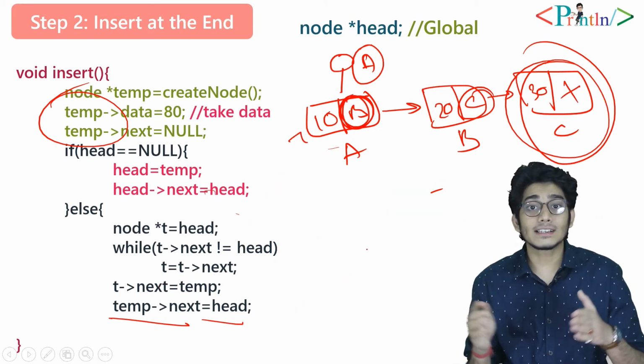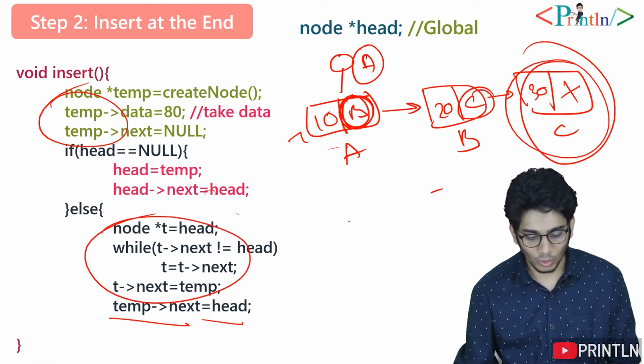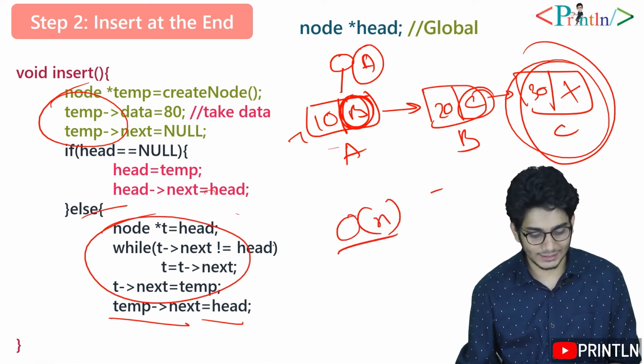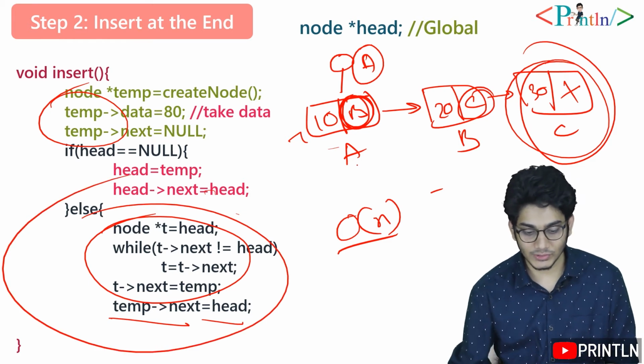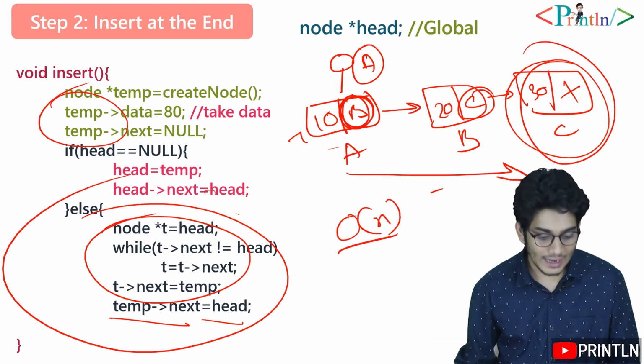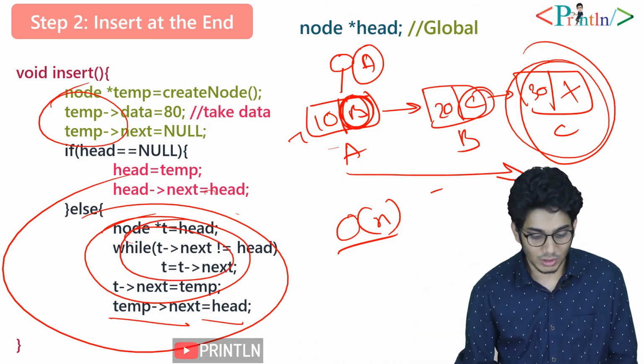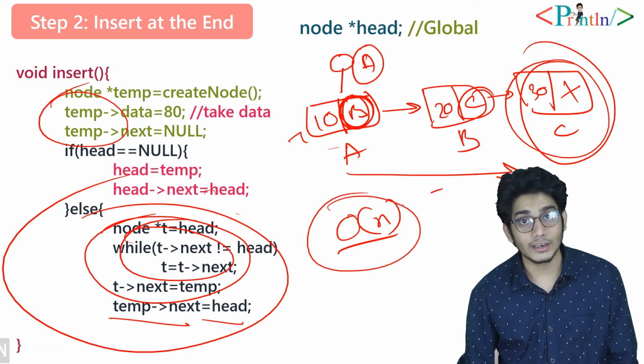Now let's talk about the time complexity of this program. It will be O of n. For this case it will be O of n because we are traversing the entire list. So how many nodes do we have? We have n number of nodes, and you can see that in this case we are traversing n number of nodes. So the time complexity will be order of n.